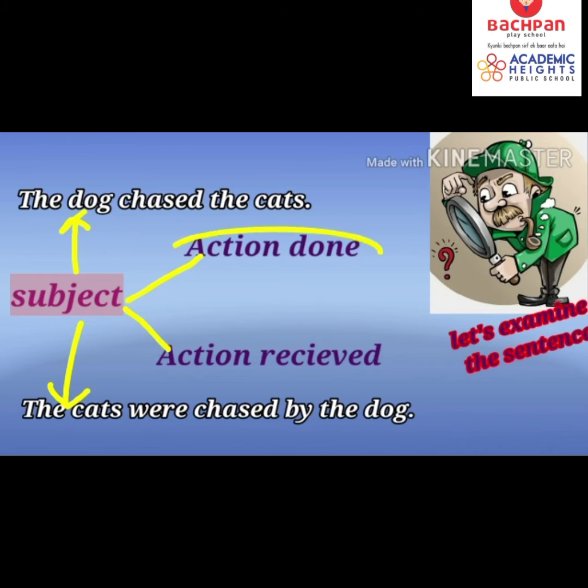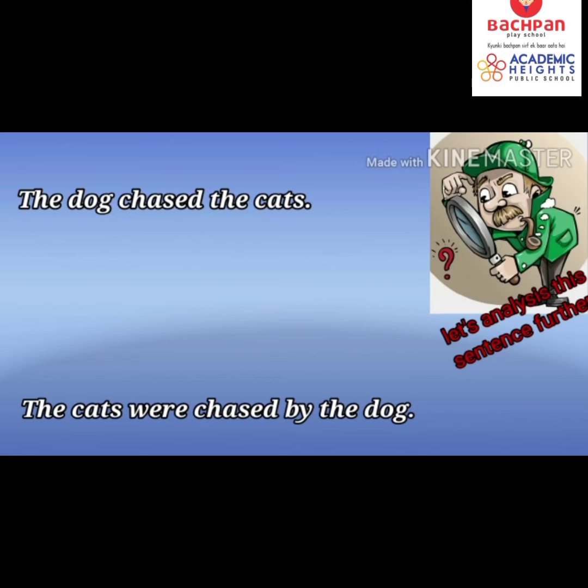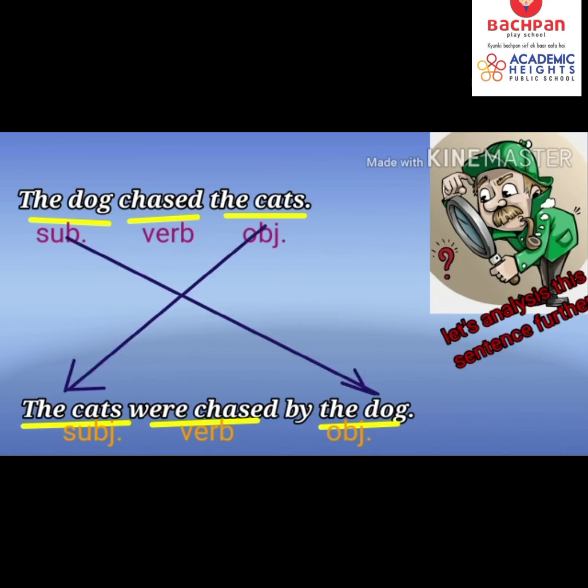The dog and the cat, both are subjects. The dog in the first sentence performed the action, chased the cats. The cat in the other sentence receives the action, was chased by the dog. Let's analyze these sentences further. The dog chased the cat. The cats were chased by the dog. Here, in the first sentence, the dog is the subject and the cat is the object. It is an active sentence, where the dog, the subject, performs an action, and similarly the dog plays the role of object in the passive sentence.